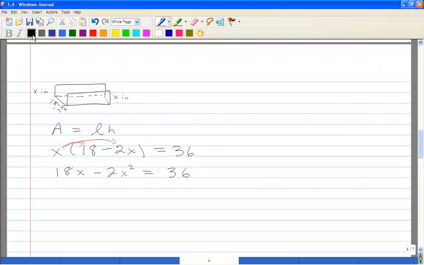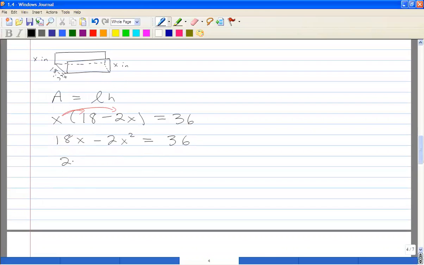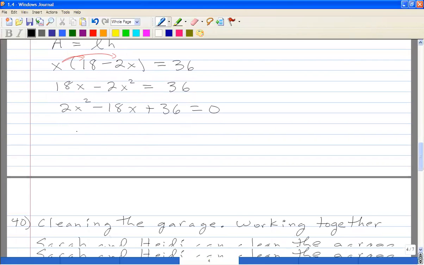So now let's add 2x squared to both sides of my equation. Subtract 18x from both sides of my equation. So now I can just divide both sides of my equation by 2. And so I get x squared minus 9x plus 18 is 0.